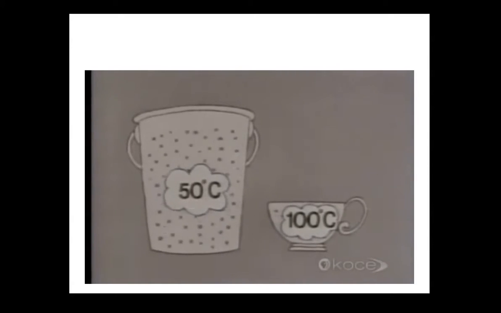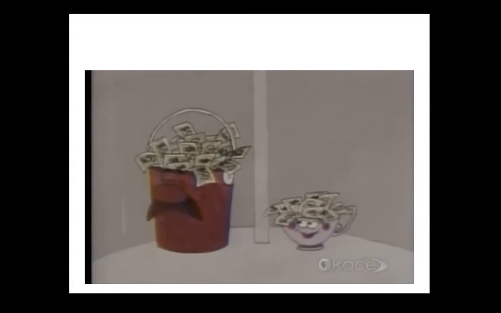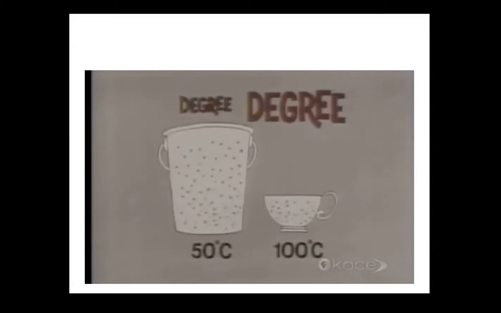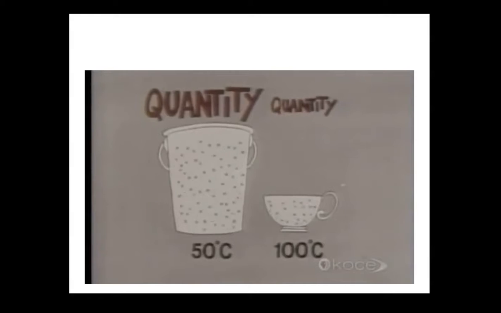Now let's substitute something else for the molecules. Imagine that instead of molecules, the cup were filled with $100 bills, and the bucket with $50 bills. Which would you rather have? Each individual bill in the cup is worth much more than each individual bill in the bucket. But the total amount of money in the bucket is much greater than the total amount of money in the cup. It's the same with hotness. The degree of hotness, like the value of the dollar bills, is higher in the cup. But the quantity of hotness, like the quantity of dollar bills, is greater in the bucket.